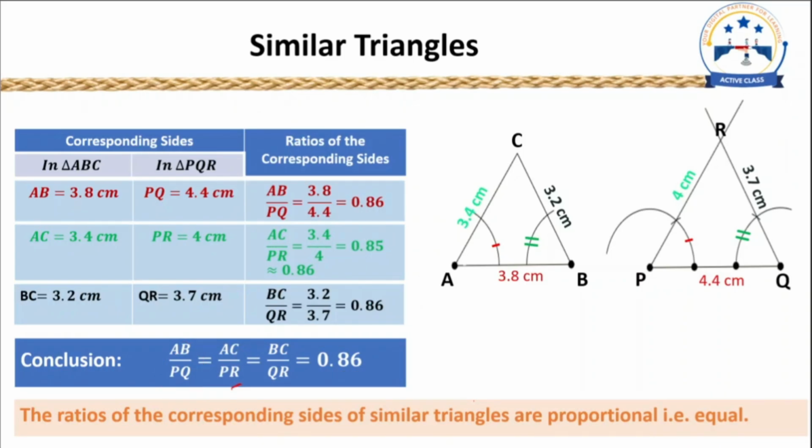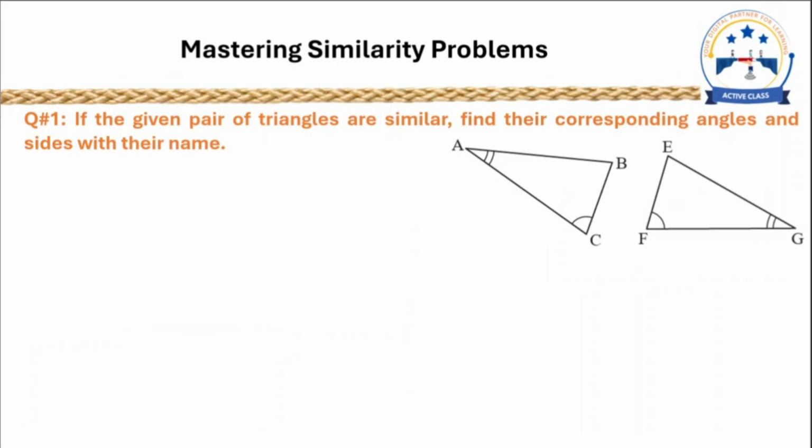Let's jump into the similar triangles problem. If the given pair of triangles are similar, find their corresponding angles and sides with their name. I taught you right before how do we calculate the corresponding sides, right? In order to calculate the corresponding sides, we need to be able to identify the corresponding angles, means the equal angles. And here in these two triangles, the equal angles are clearly indicated.